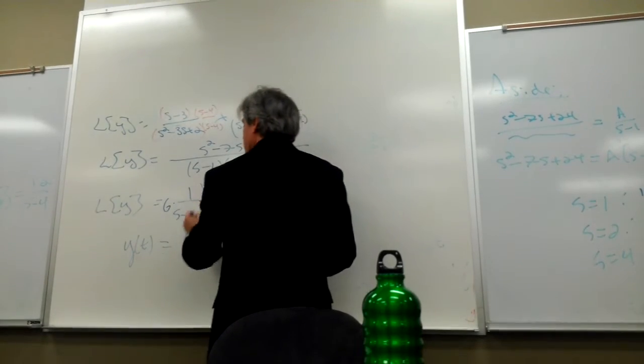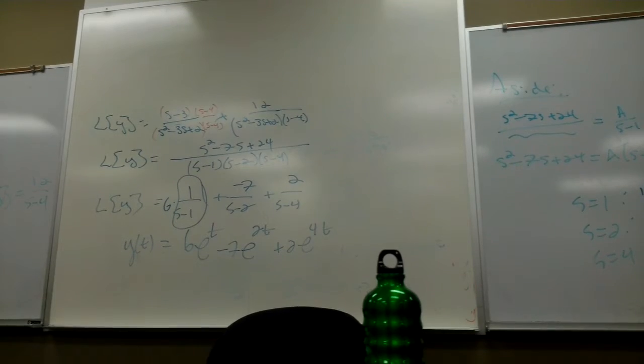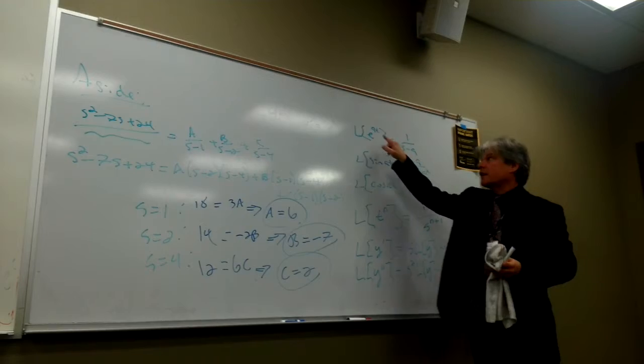Okay. Now take a peek at the following. Notice how 1 over s minus 1 is already understood to be the Laplace of e to the t, replacing a with a 1. So when I inverse Laplace, I got the e to the t right back.